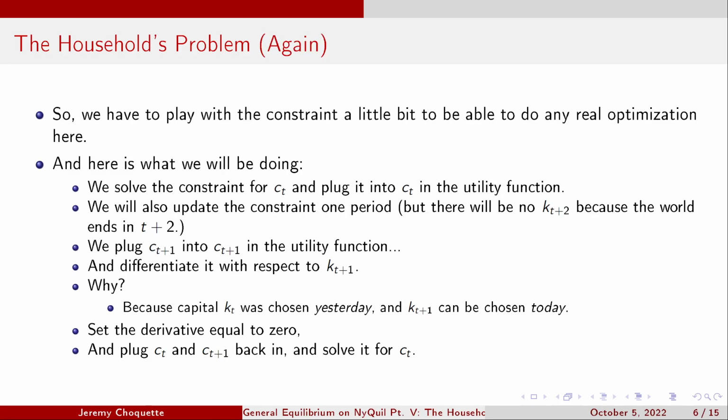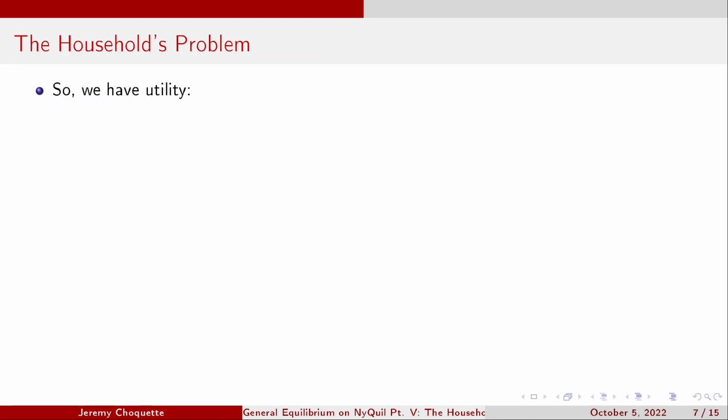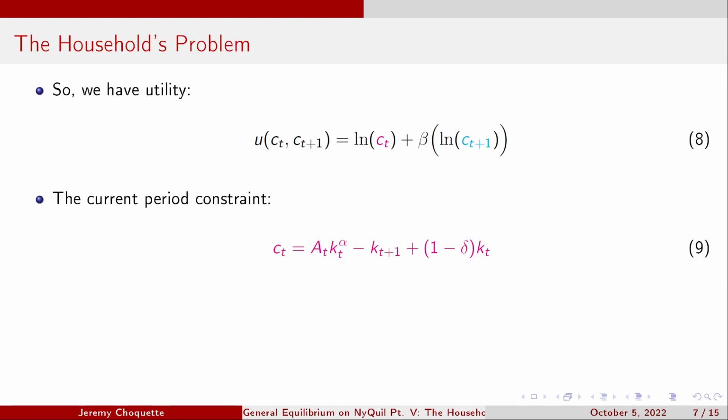So the steps really back here aren't all that different from what we did with the household's optimization. It's just now we're optimizing over some slightly different things. So we've got our utility. And I've got the current period constraint, which is C equals A times K to the alpha, right? It's production, Y, minus I.